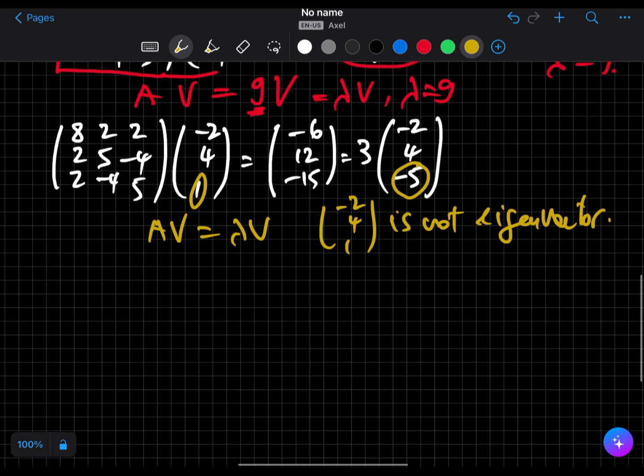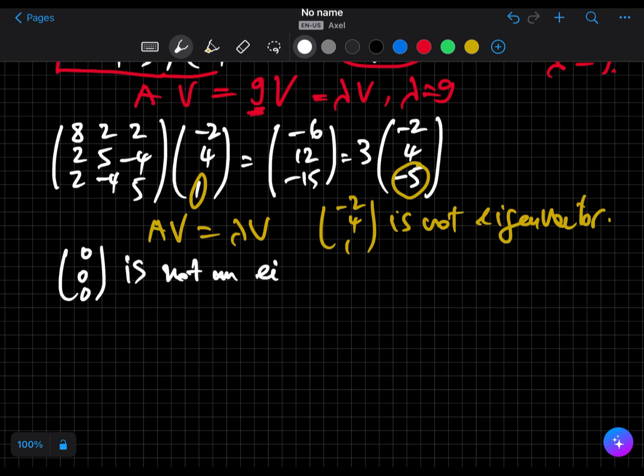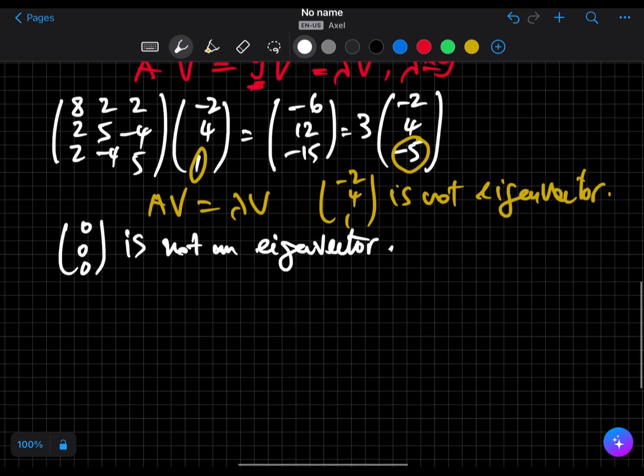So this vector (-2, 4, 1) is not an eigenvector. Okay, so if you check the third one, (0, 0, 0), we know that (0, 0, 0) is not an eigenvector, right? This has been well defined in your lecture note, because we define the eigenvector as a non-zero vector. So the zero vector is not an eigenvector, simply because an eigenvector is defined as a non-zero vector.